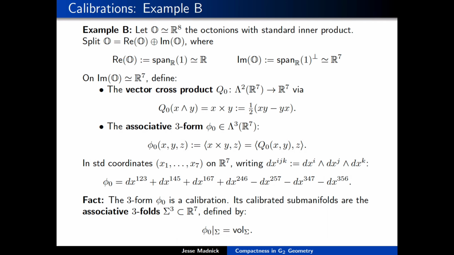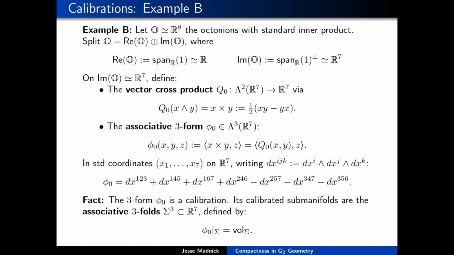And the reason we're mentioning this, of course, is because phi0 is a calibration. It is closed and has comass 1. Okay, we'll call its calibrated submanifolds the associative threefolds. So this is a class of 3-dimensional submanifolds in R7, and it's defined by the calibrated condition: phi0 restricted to sigma is the volume form of sigma.